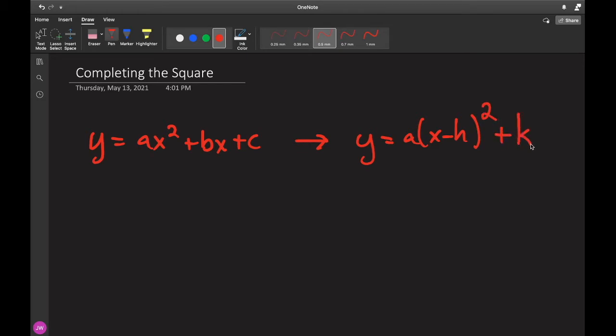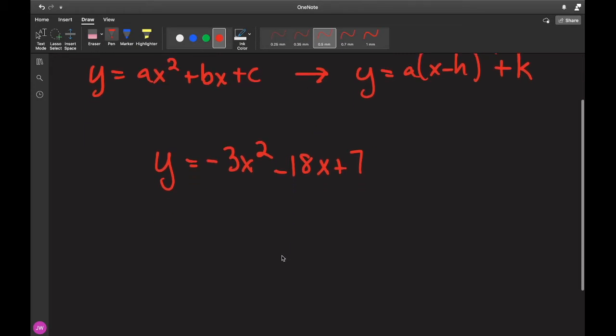So let's say we have some quadratic equation in standard form. For example, if we have y equals negative 3x squared minus 18x plus 7, and we want to convert this into vertex form, the process of doing that is called completing the square. The first step is to look at the a term, and if the a term is not 1, you must factor that number out.